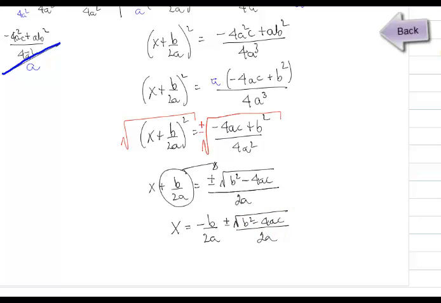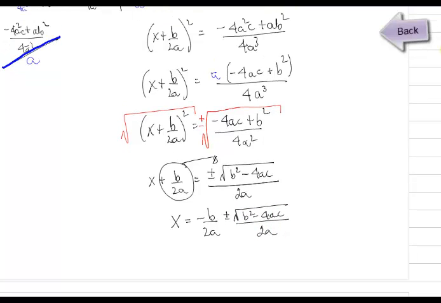And because both of my terms on the right share the same denominator, I can just write my numerators over one denominator. So x equals negative b plus or minus the square root of b squared minus 4ac, all over 2a. And here is your quadratic formula.